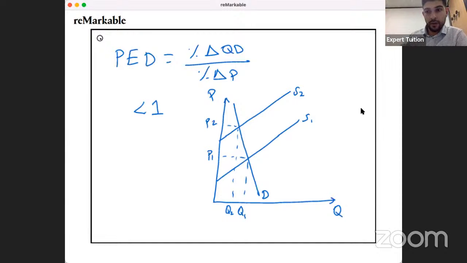That would be the 5 marker, if I'm completely wrong, right? But that would be how you answer a question like that. Is that clear? So you basically lay it out as PED is this. It's likely to be inelastic. This is vulnerable to supply side shocks, like bad weather.